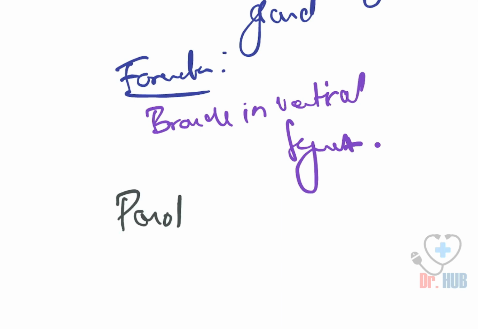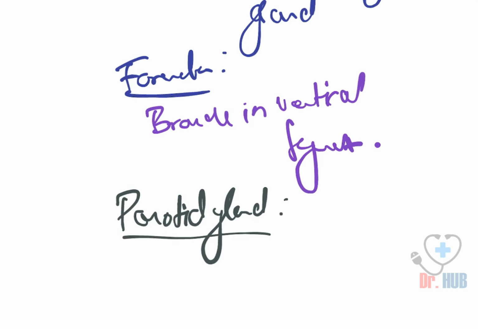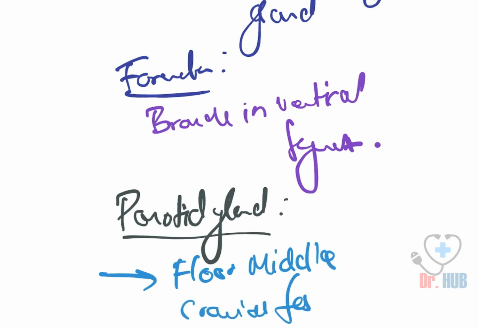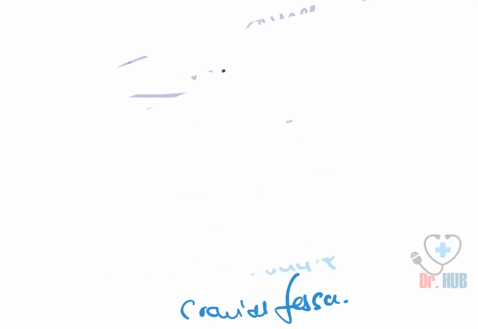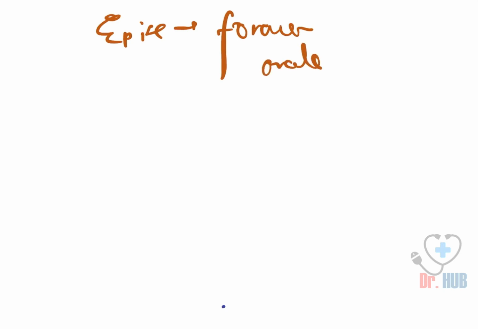The next question was, in case of the parotid gland, what is the course? Firstly, it travels on the floor of the middle cranial fossa. Then it exits. Where does it exit from? It exits via the foramen ovale.